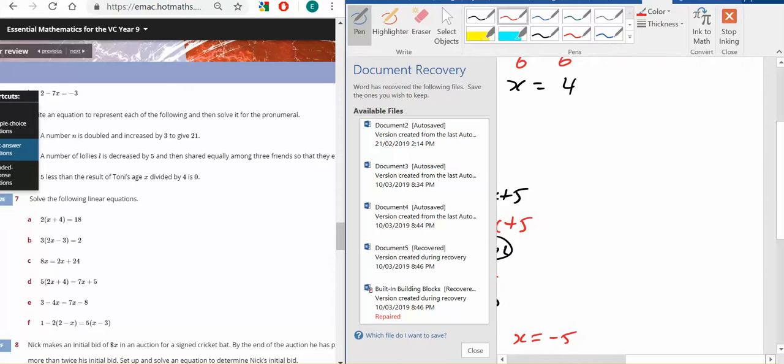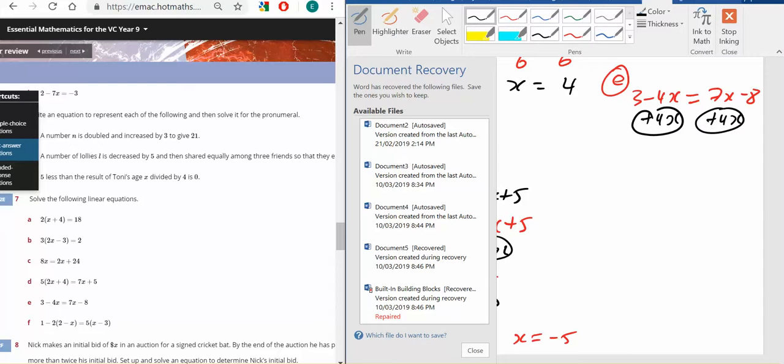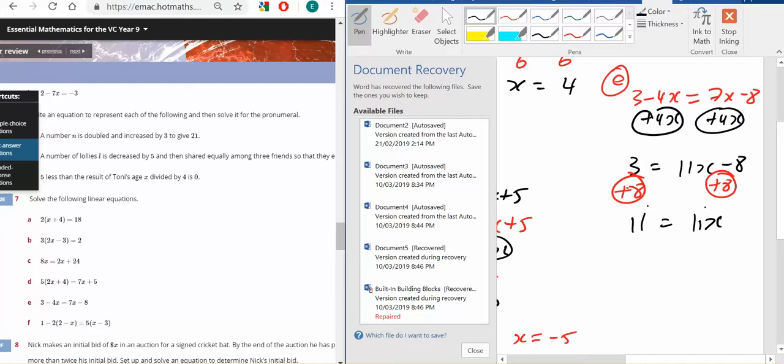We're nearly done for this question. E, 3 minus 4x equals 7x minus 8. I want to get rid of the 4x, so I need to add 4x. So you always do the opposite. So we've got 3 equals 7x plus 4x, which is 11x, minus 8. I add 8 to both sides. That's 11 equals 11x. That's nice because if I divide both sides by 11, I get x equals 1.